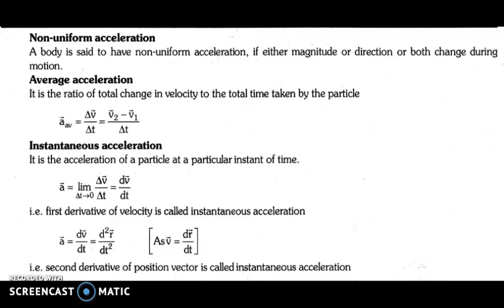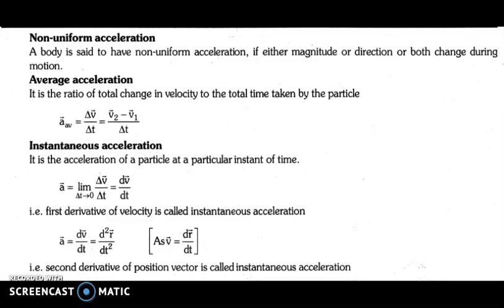So average acceleration would be the ratio of total change in velocity upon total time. For example, if the velocity at the starting part was, let's say, 10 meter per second, and velocity at the ending part was, let's say, 50 meter per second, and the whole journey was covered in, let's say, 3 hours. So what will be the average acceleration? That is 50 minus 10 upon 3. So it will be 40 by 3 meter per second square.